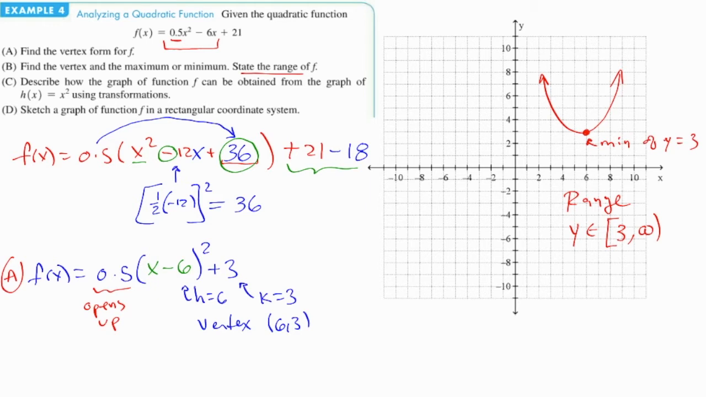C says describe how the function f can be obtained from the graph of h of x equals x squared. So this is the parent graph. And we would say that f of x is equal to 0.5 times h of x. And then we would shift 6 units to the right. So translated 6 units right, and then 3 units up.